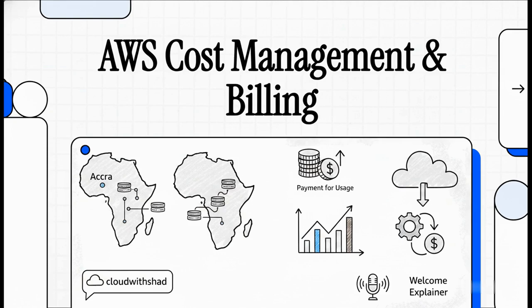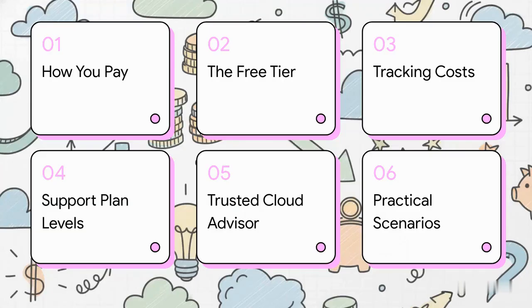Welcome to this explainer. Today, we're going to break down one of the most critical parts of cloud computing, how you actually pay for it, how you track it, and how you manage those costs like a pro. Here is our business plan for today's explainer. We'll be looking at how you pay, exploring the free tier, tracking cost, support plan levels, your trusted cloud advisor, and we'll wrap up with some highly practical scenarios.